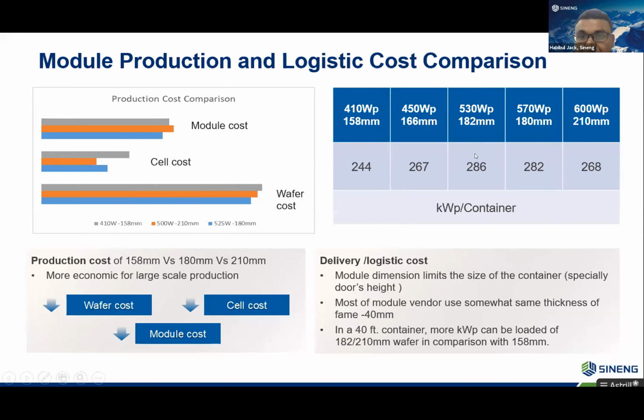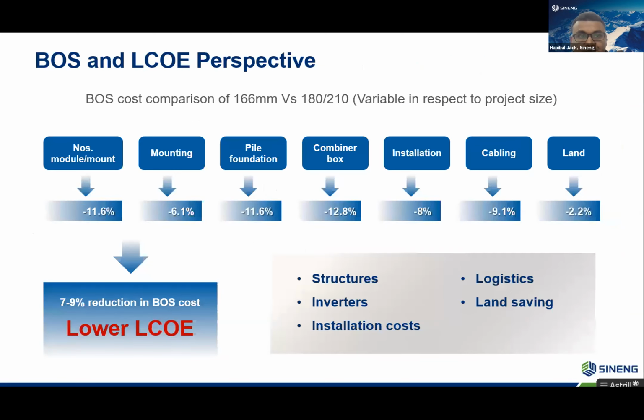On the right hand side, we can see the kilowatt peak that can be loaded in a 40 feet container. More kilowatt peak can be loaded with 182 or 210 millimeter wafers in comparison to 158 millimeter wafers. So considering the BOS and LCOE, 182 millimeter or 210 millimeter wafers will give more benefits.